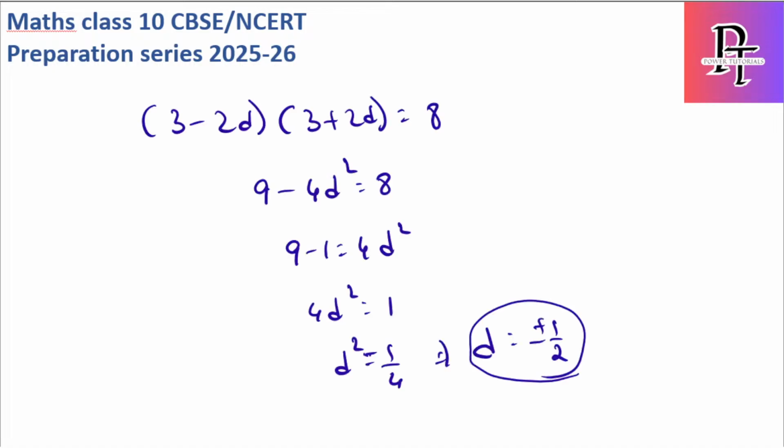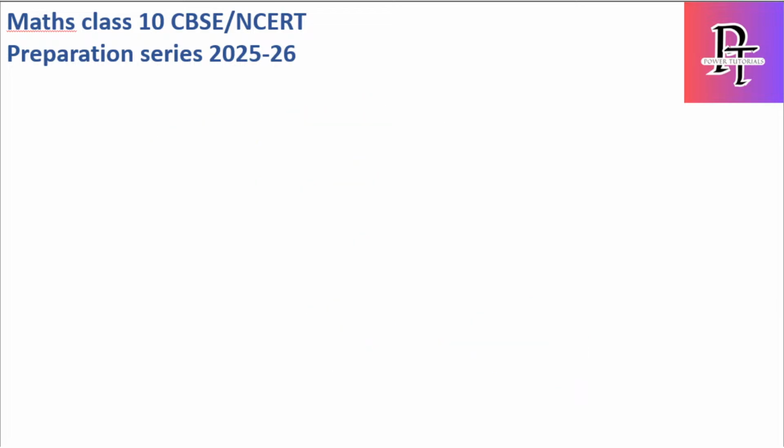Now we need to consider both the d values and then solve this question. Assuming d as plus half first, let's solve it, and then we'll assume d as minus half. To solve this better, I will divide my page into two halves and write both the d values, d as plus half and d as minus half. Let's see what the sum of the series is for each.